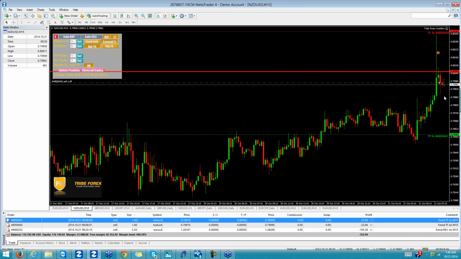Because it's got to make a decision. The market needs to make a decision at these points. 0.8005. And for us it was 128.15.